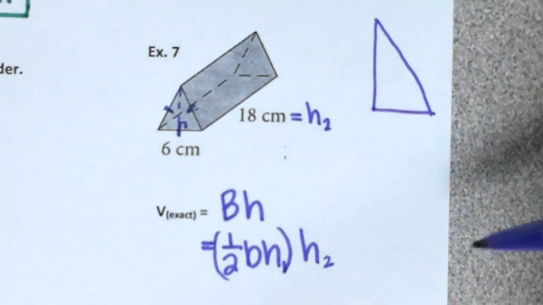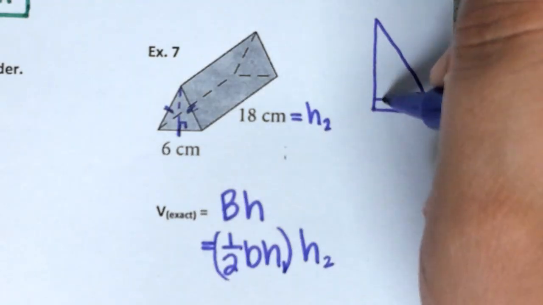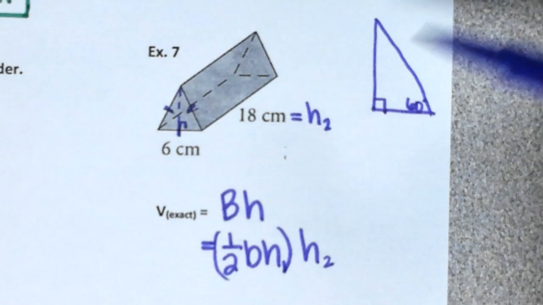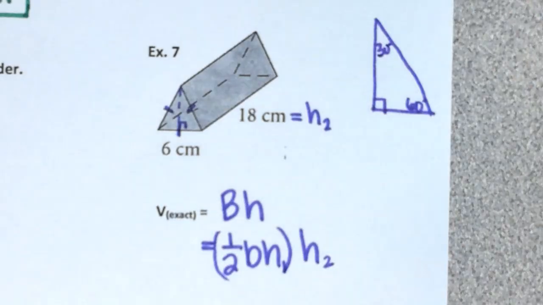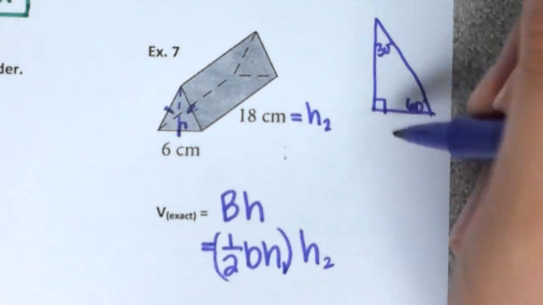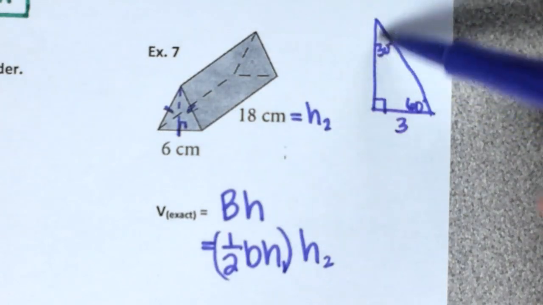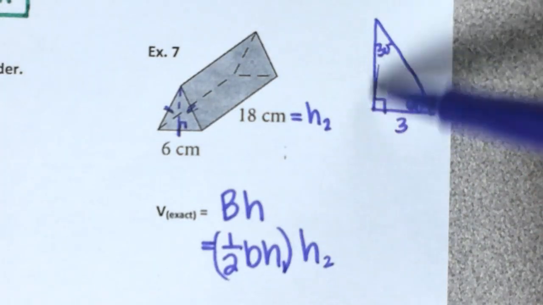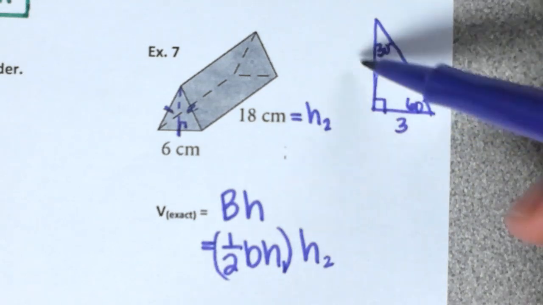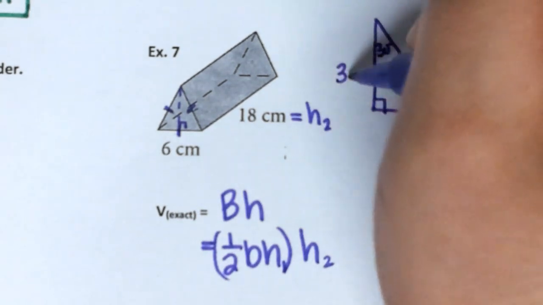Do you agree it's equilateral? So what are all the angles? 60 degrees. And then if we cut it in half with the height, this is 30. Well, what's this down here? 3. So what is my height going to be? This is my short leg. What is my long leg going to be? 3 root 3.